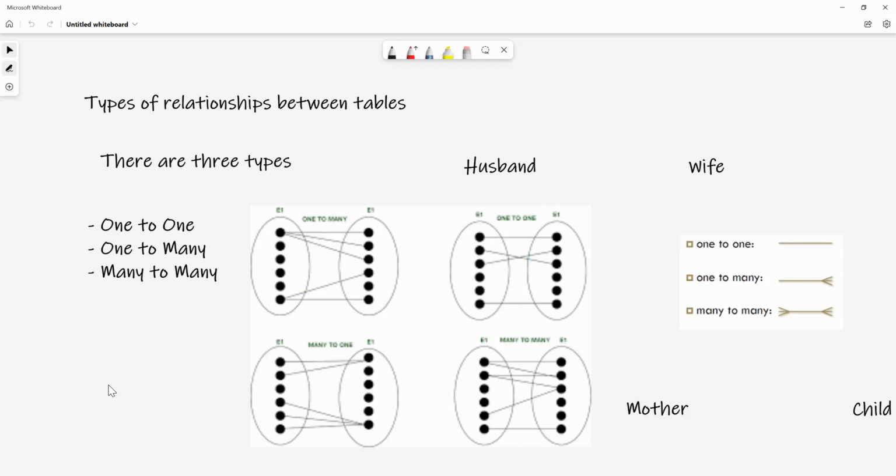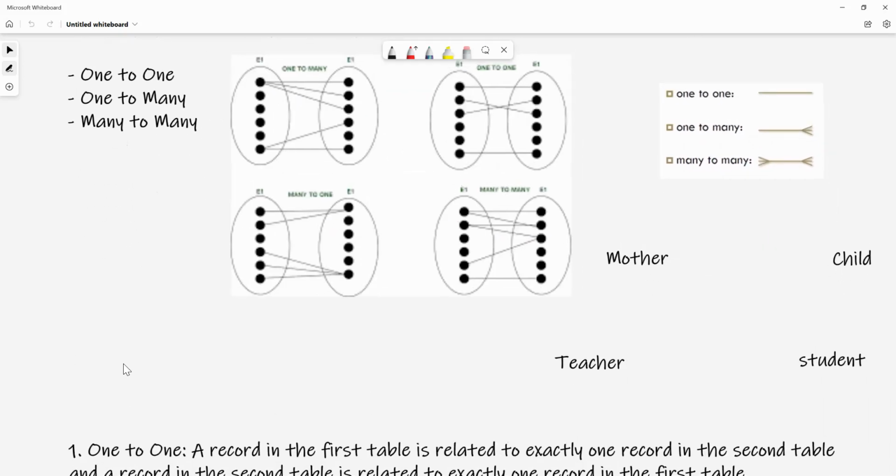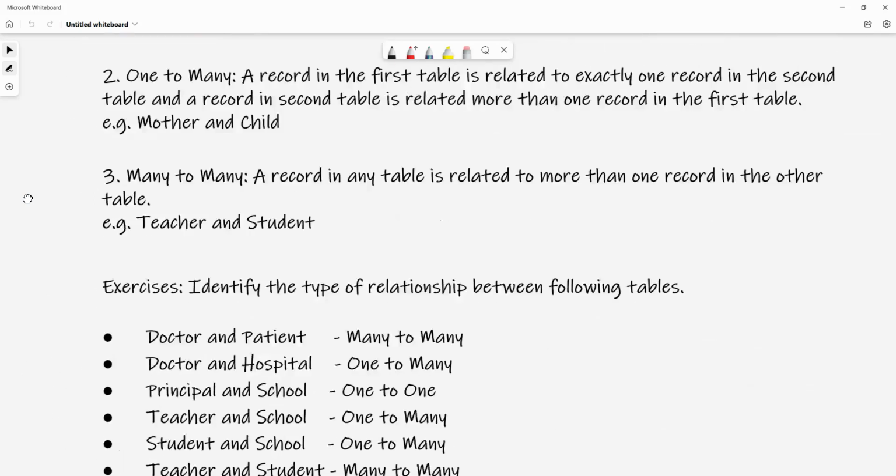Then we can have one-to-many. That means on one side you have one, and on the other side you have many. If you take the relationship between mother and child, yes, one mother can have many children, but when you take one child, you can have only one mother. So that means one-to-many. Then finally we discussed many-to-many, like teacher and students. A teacher can teach many students. If you take a student, then many teachers. So we can say it's many-to-many.